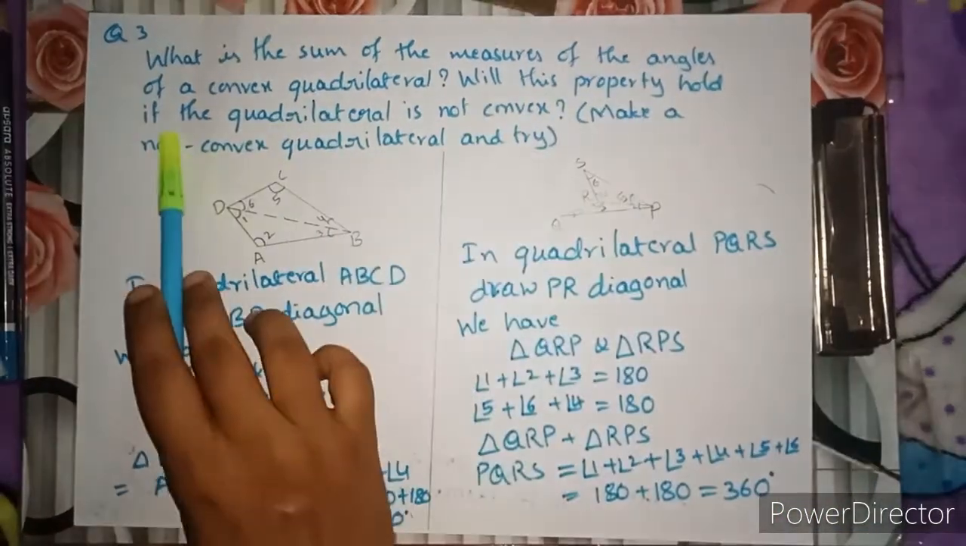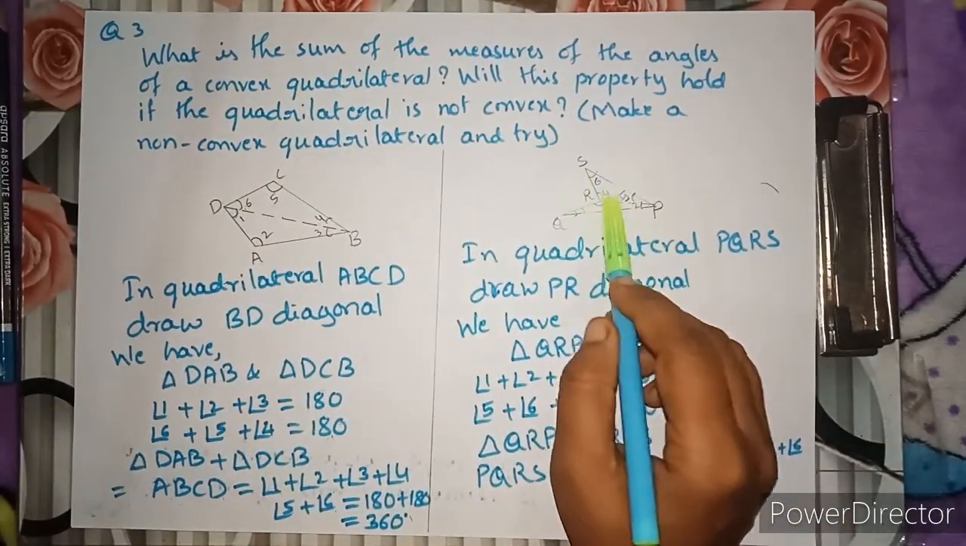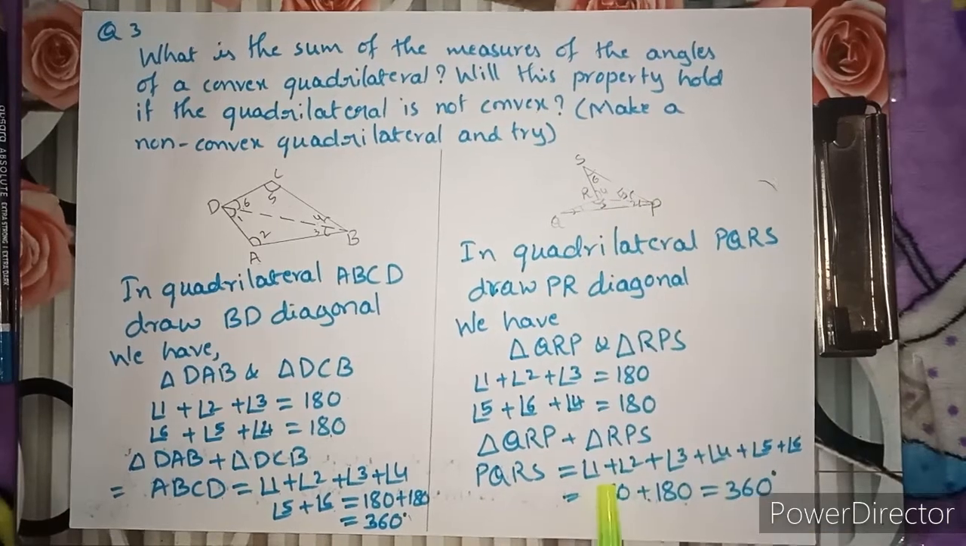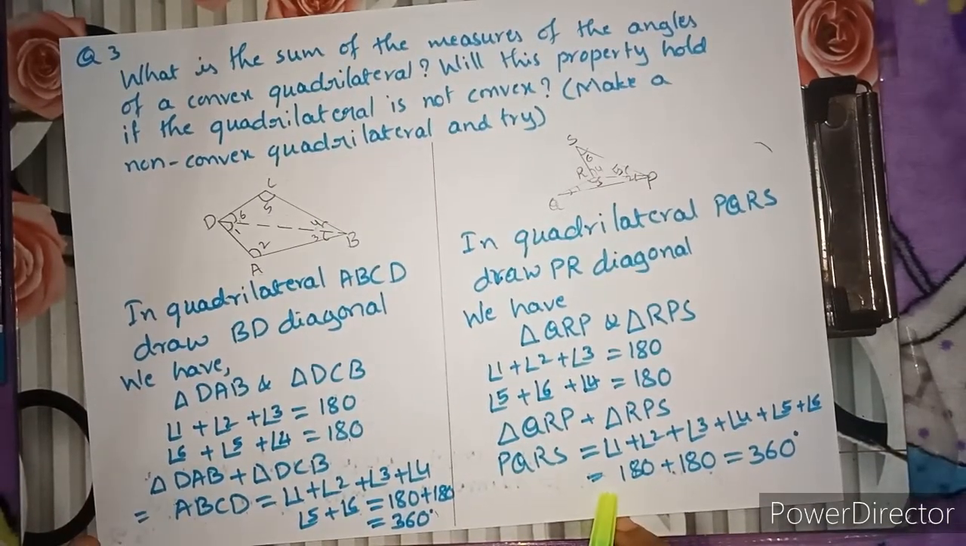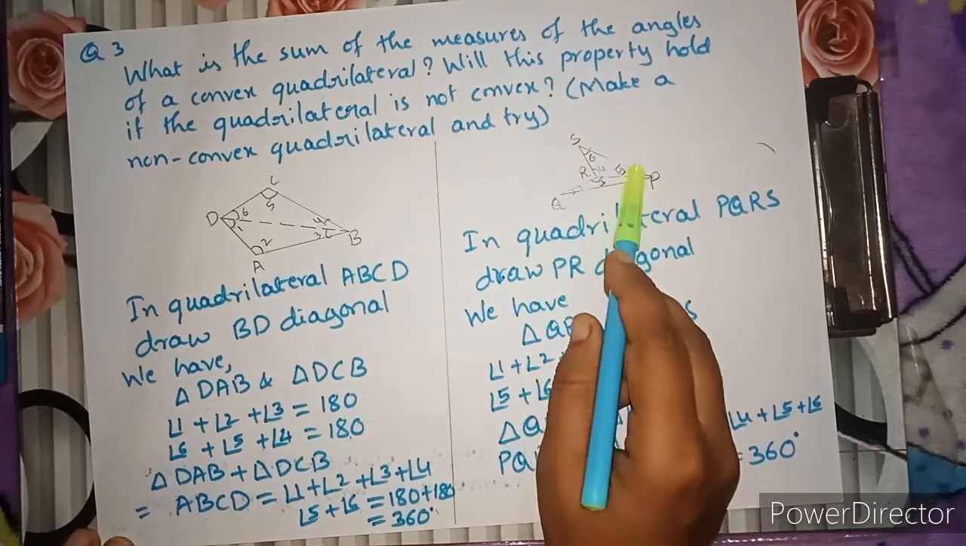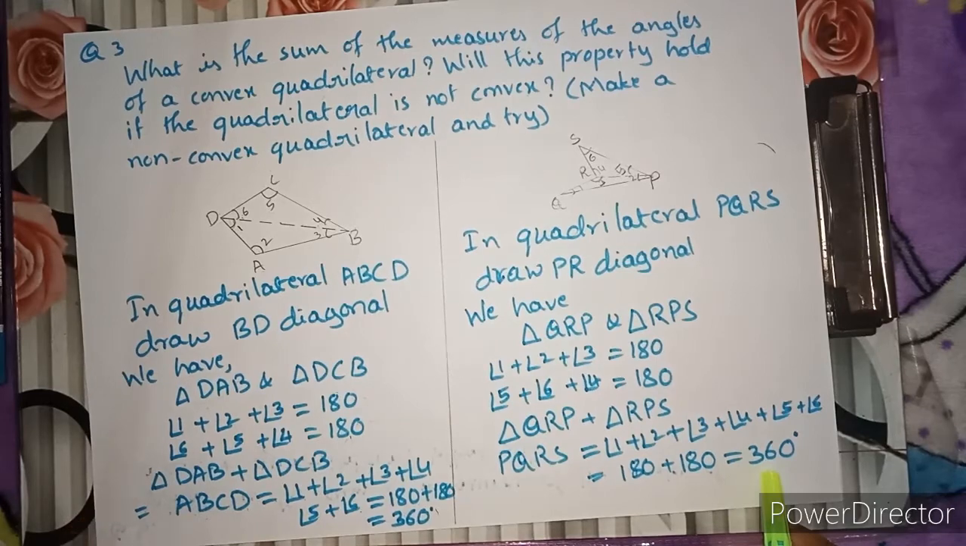Same property holds if the quadrilateral is not convex, means for a concave quadrilateral also the same property holds. Therefore, angle sum property of any quadrilateral is: sum of all the angles is 360 degrees.